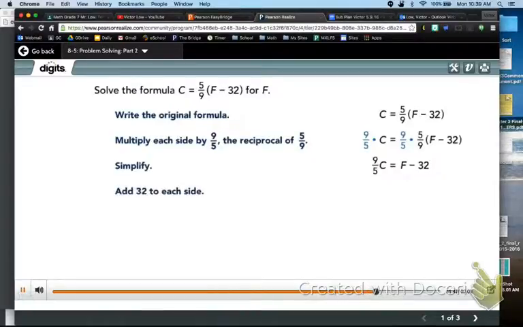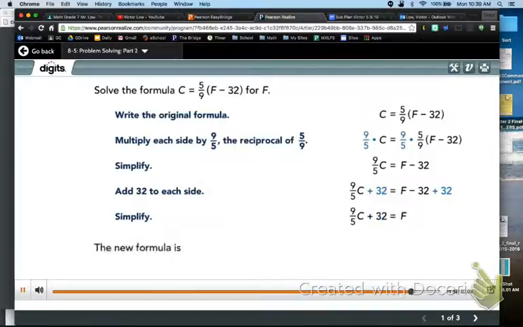Add 32 to each side. You should know how to do that. Simplify. The new formula is F equals 9/5 times C plus 32. Now you're ready to convert Celsius temperatures to Fahrenheit temperatures. A lot of the times we say that this is isolating the variable. So we say it's solve in terms of F or solve in terms of C. So it's manipulating the equation to get what you need.